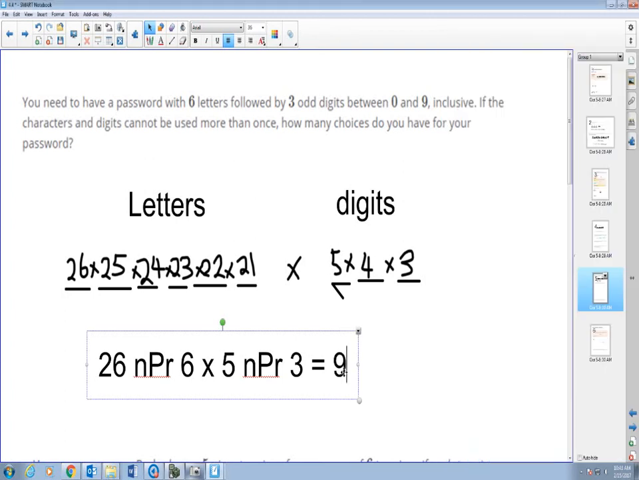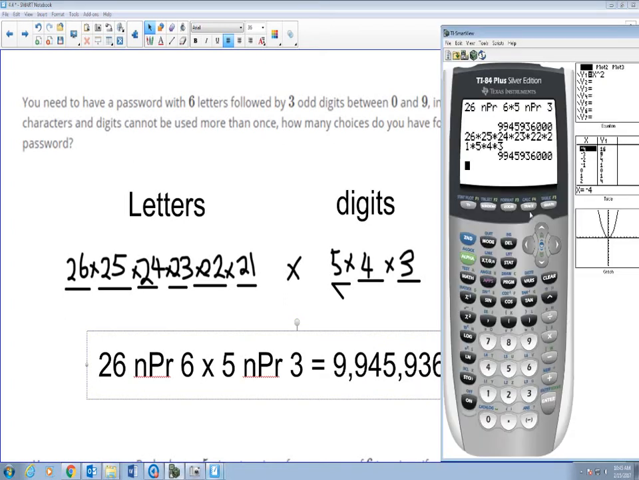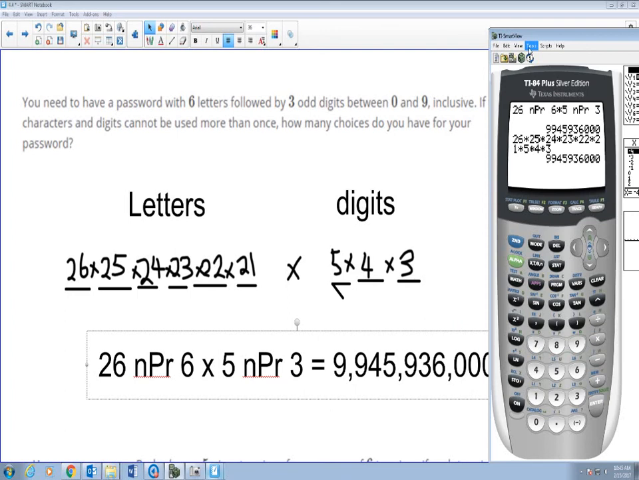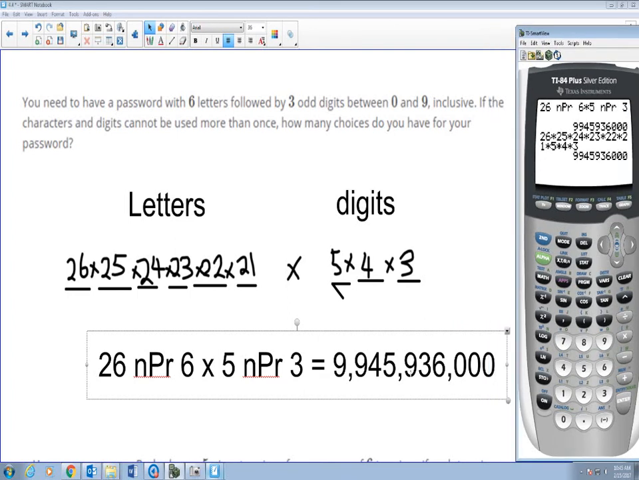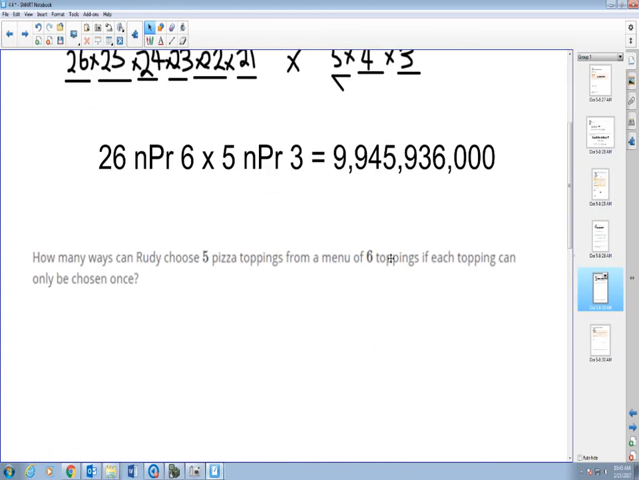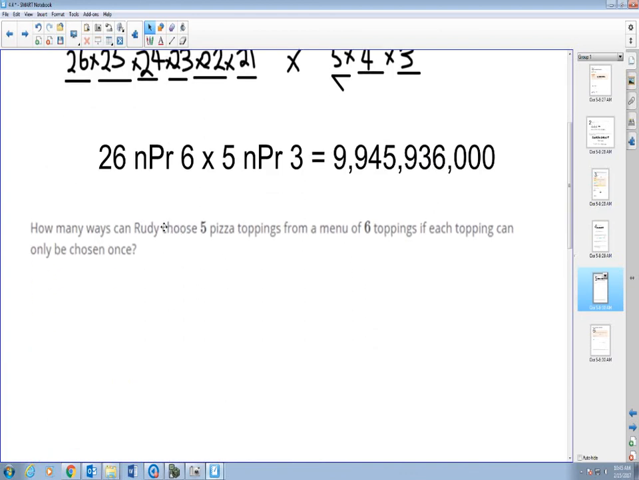So it'll be 9,945,936,000. That many ways. So this is what? Oh Lord, that's a million, billion, trillion, 9 trillion, almost 10 trillion ways, basically. So that's the reason why it's very, very hard to crack passwords and codes. Okay. All right, interesting. Oh, this is a cool problem.